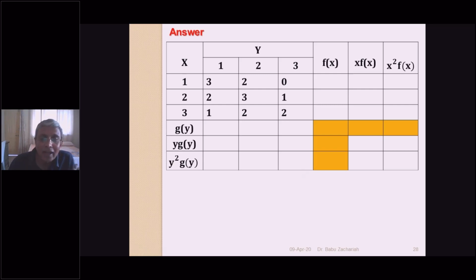So let us start the calculation. First row total: 3 plus 2 plus 0. 2 plus 3 plus 1. 1 plus 2 plus 2. Then the grand total is also 16. Okay, then we'll do one more thing: x into f of x. 1 into 5, I'll write here. 2 into 6.